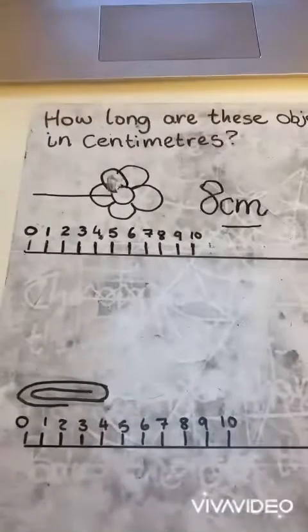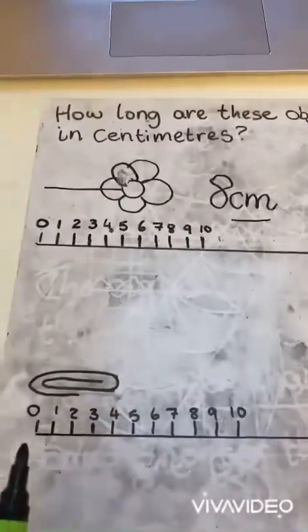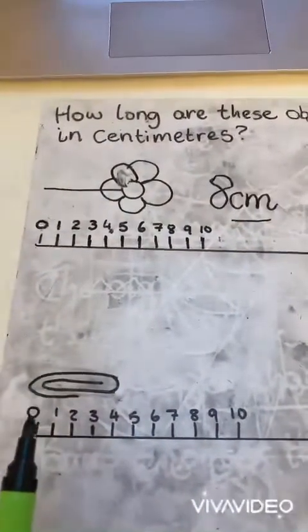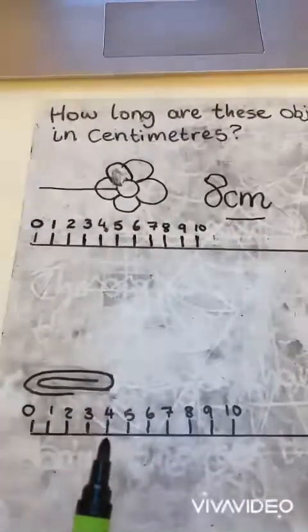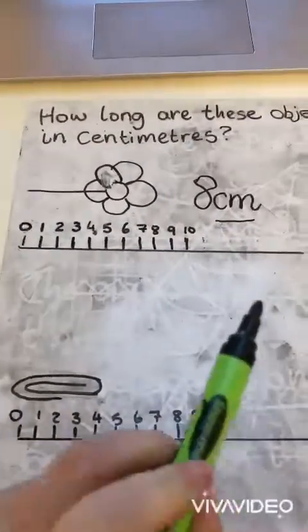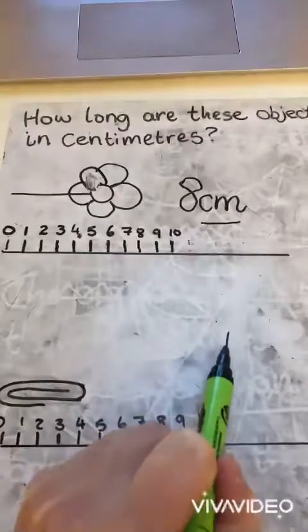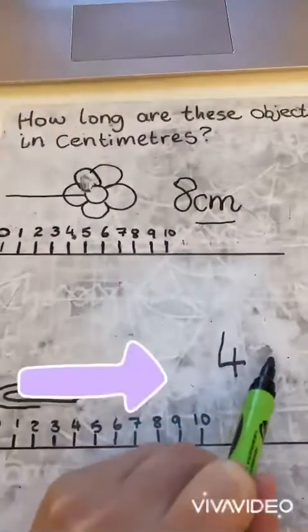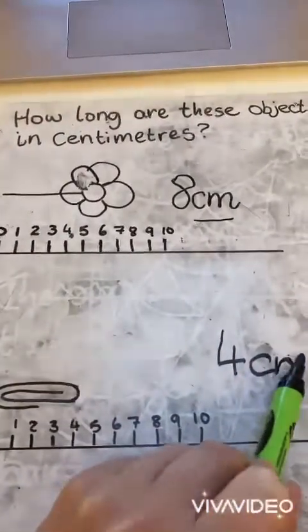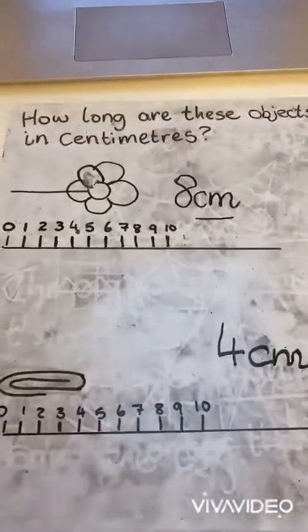Let's check our paper clip. So our paper clip again starts at our 0 and goes all the way along to the number 4. So that means our paper clip is 4 centimetres long. Well done.